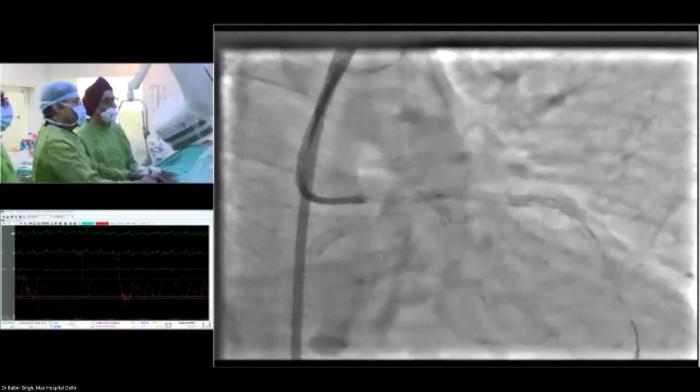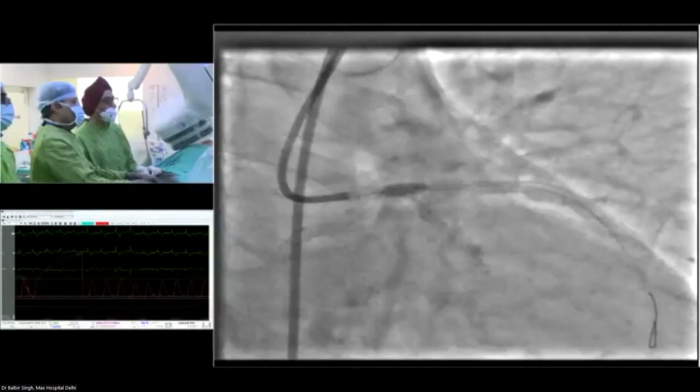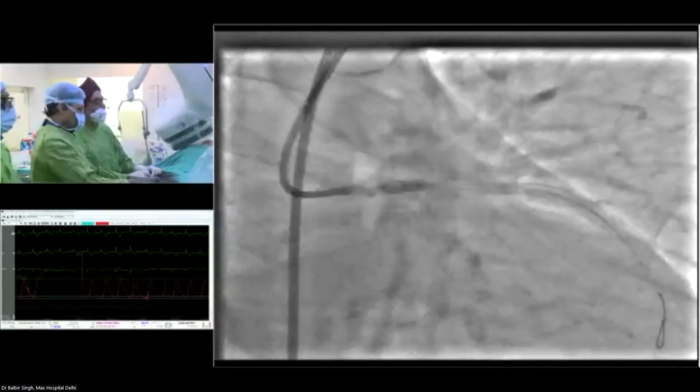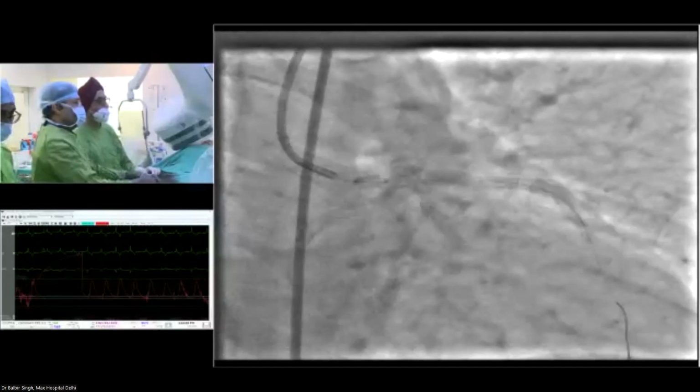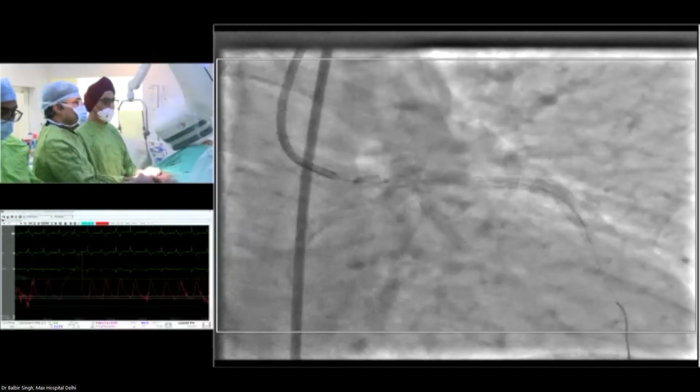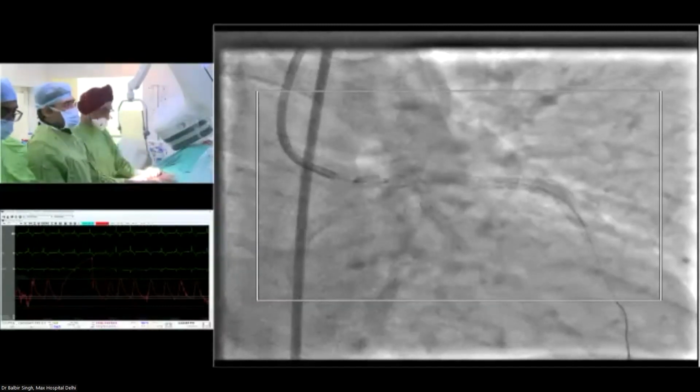Okay. I would suggest we skip now for a short moment to Dr. Kumar, and we'll come back to you afterwards to see the final OCT, okay? Okay, that's fine. So maybe we go now back to Hyderabad to Dr. Kumar to see how he approached his ostial RCA in-stent restenosis.